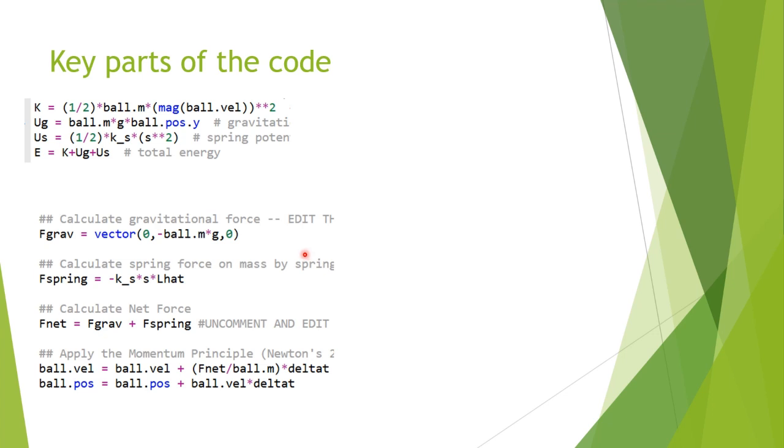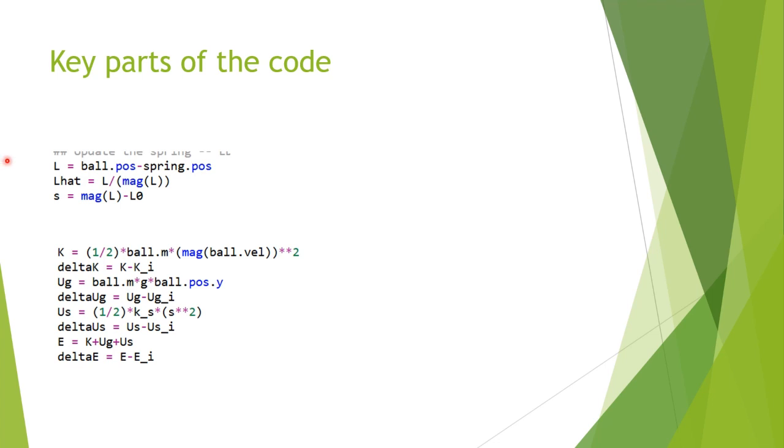The gravitational force, which is given by negative mass times the gravitational constant, and the spring force, and both the spring force and gravitational force are added together to get the total net force. And here is Newton's second law, which is the velocity update, given by the velocity plus net force over mass times delta t, and then the position update, which is given by the position plus average velocity times delta t. The final part of the code is the length and direction of the spring, and then all the updated energies.